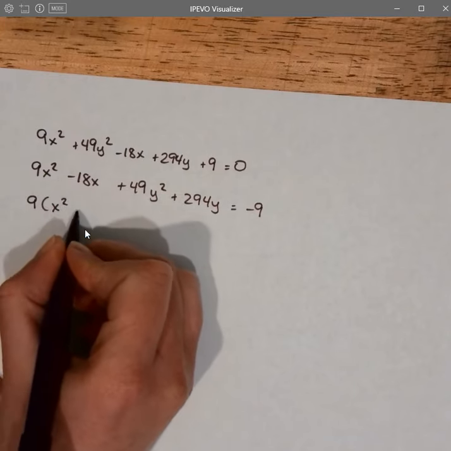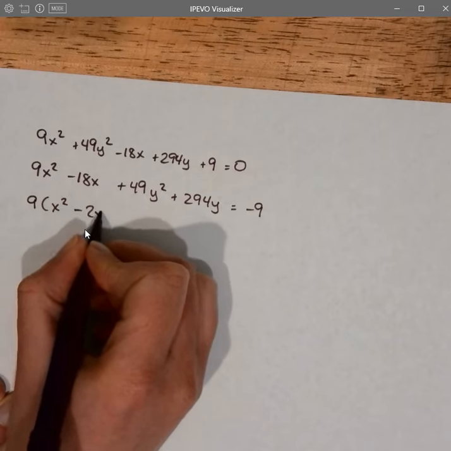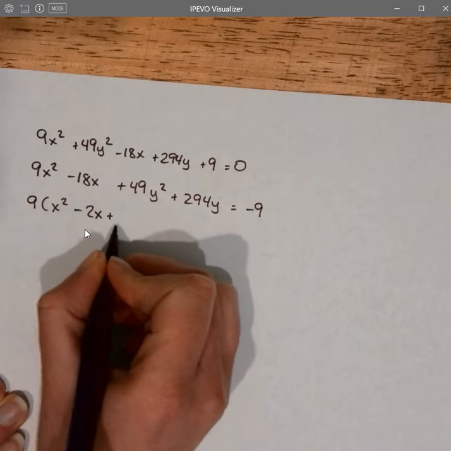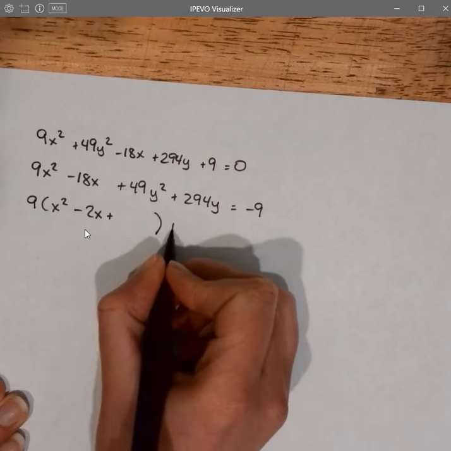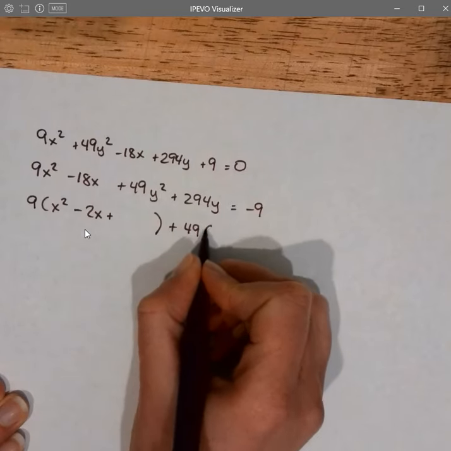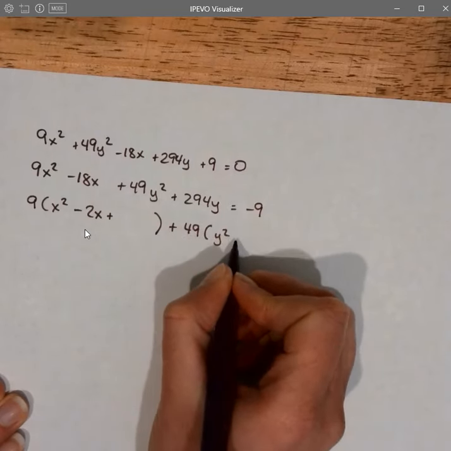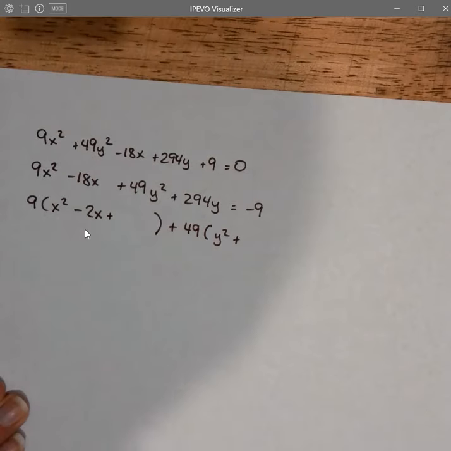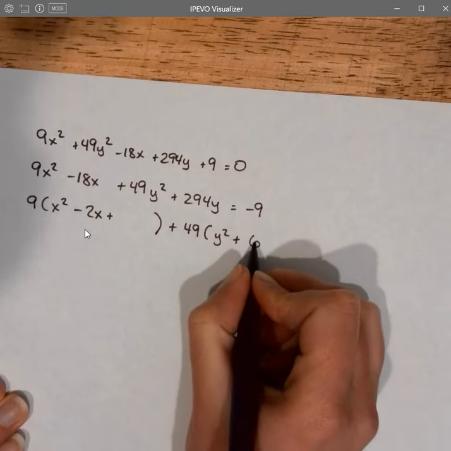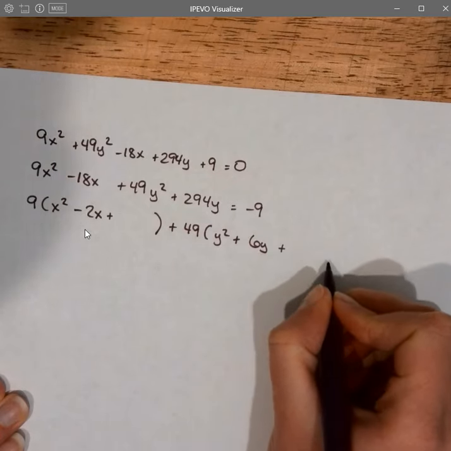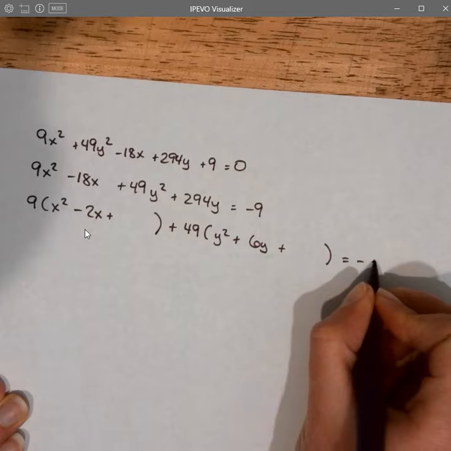So 9 times x squared minus 2x plus, leave a blank, plus 49 times y squared plus, what is 294 divided by 49? 6. So plus 6y plus, leave a blank, equals negative 9.